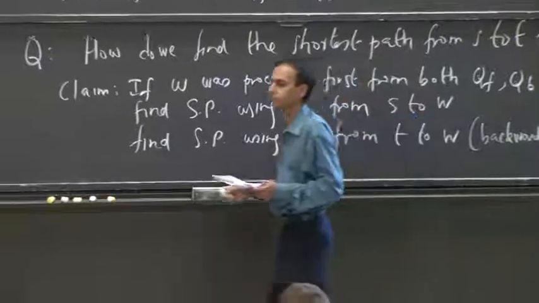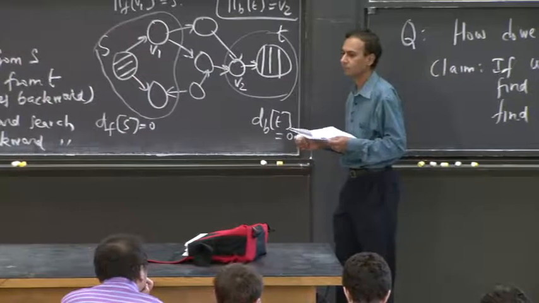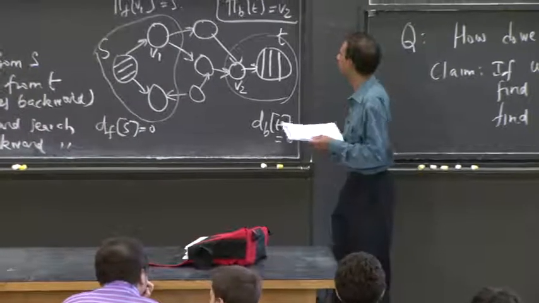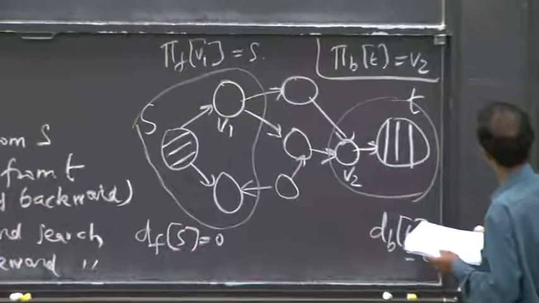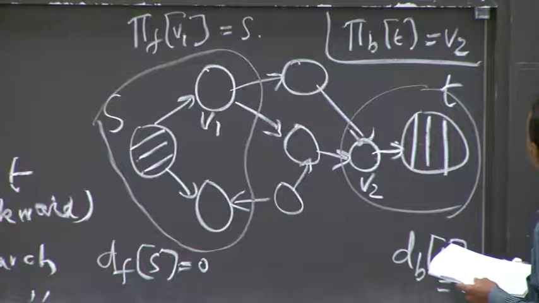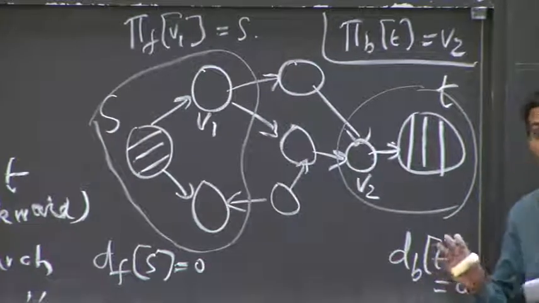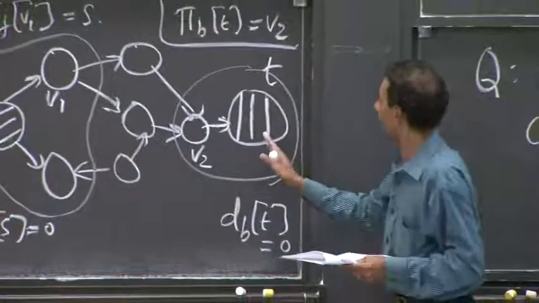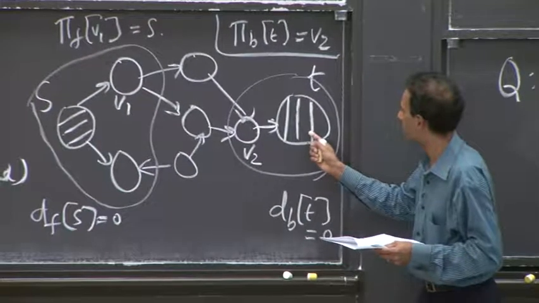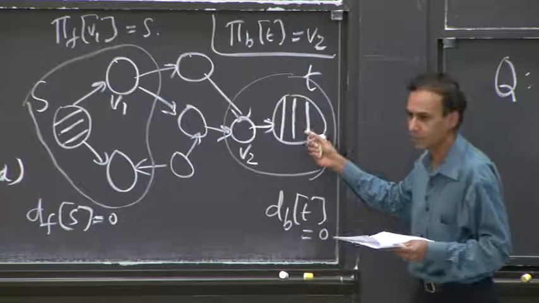If pi b is the distance from t, shouldn't pi b of V2 equal T? Because V2 is. That's a good question. I might have gotten this wrong. So in the backward search, this can get pretty confusing. So what do I have here? I want to follow the predecessor. You're exactly right. Thank you for pointing that out.